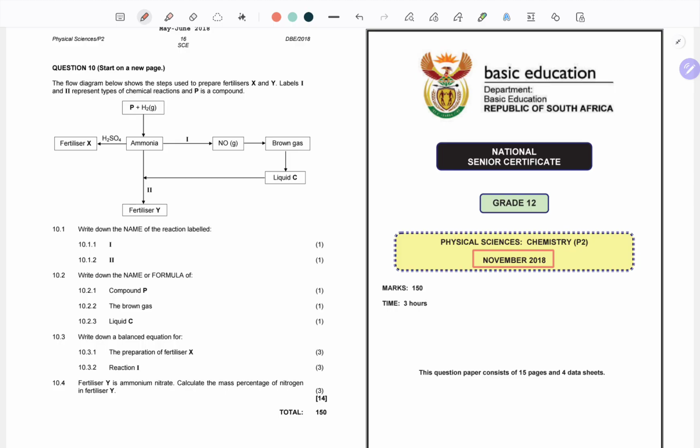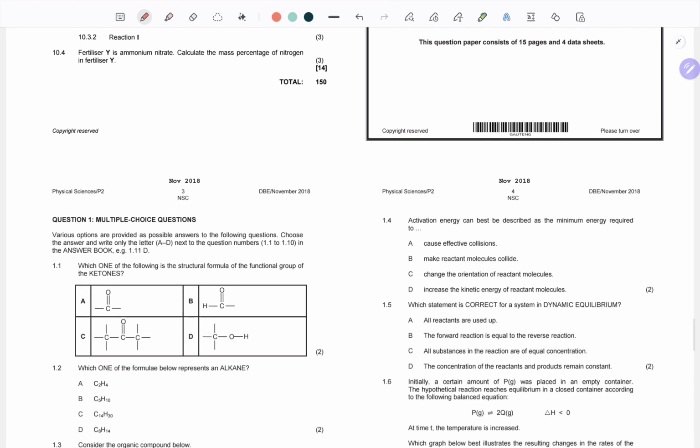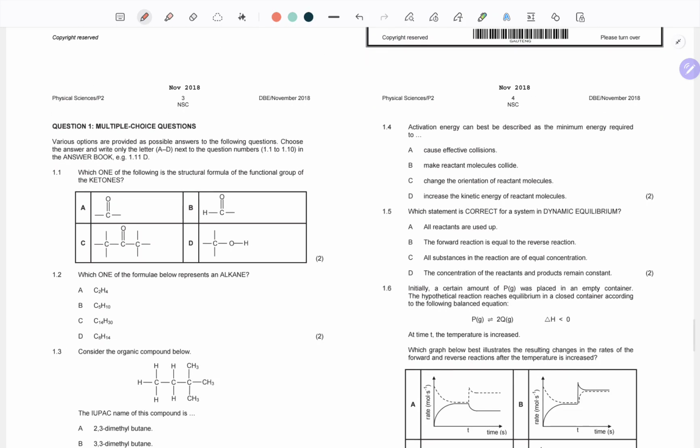Great, we're going to take this November 2018 Physical Science Paper 2. And we're just going to treat the MCQs for the first stint. And then of course, we're just going to take some questions sequentially, individually, so that they can be available within reasonable time for you guys to use. Now we're going to treat these MCQs. Okay, so of course various options are provided as possible answers to the following questions. We then choose the answer and write only the letter A to D next to the question number in the answer book as illustrated here.